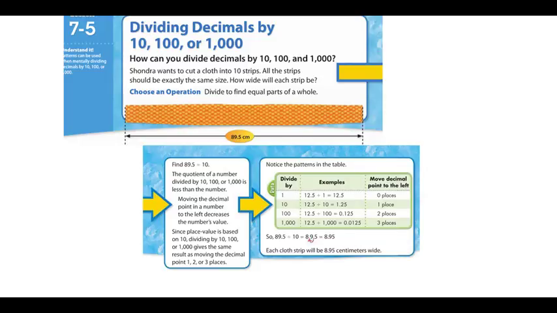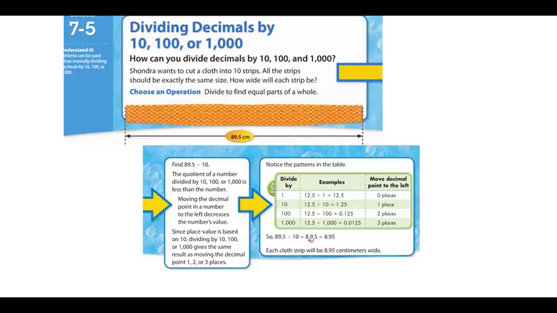All right, so it says dividing decimals by 10, 100, or 1000. And here's the question. How can you divide decimals by 10, 100, and 1000? Let's use this little problem here to help us. Chandra wants to cut a cloth into 10 strips. All the strips should be exactly the same size. How wide will each strip be?